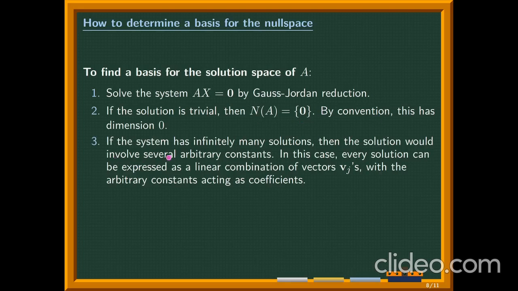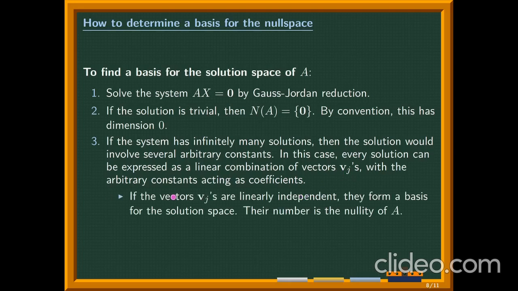Otherwise, when the system has infinitely many solutions, then the solution would involve several arbitrary constants. So these are the parameters in the solution set. In this case, every solution can be expressed as a linear combination of some vectors with the arbitrary constants acting as coefficients. If the vectors p sub j's are linearly independent, then they form a basis for the solution space, and the number of such vectors will be the nullity of A. That's the dimension of the null space.